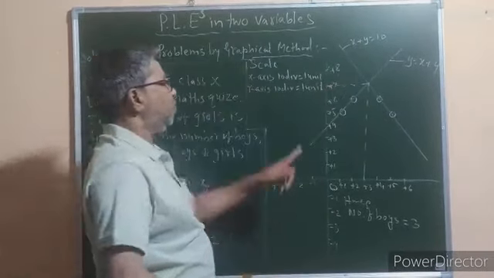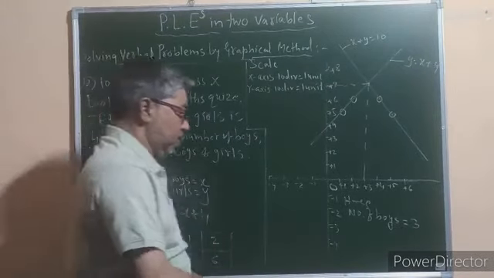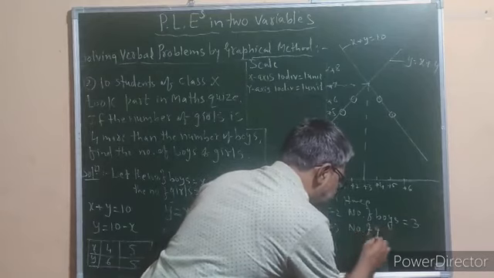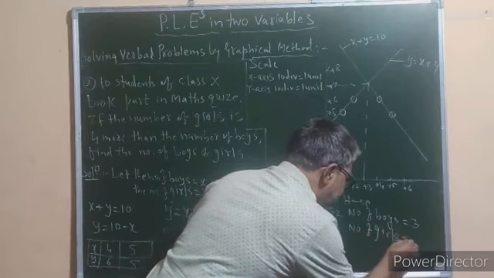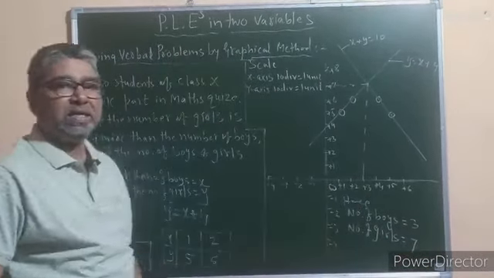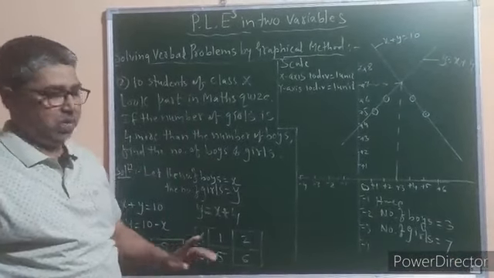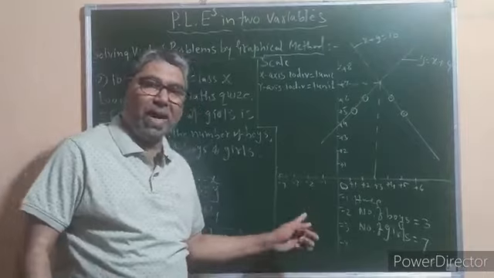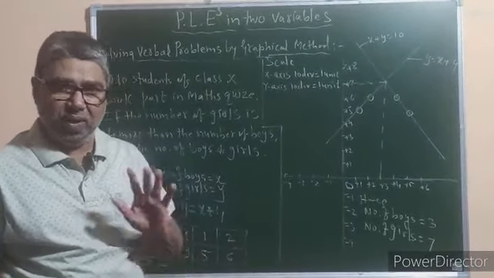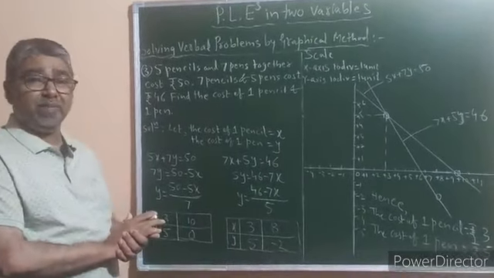The second perpendicular on the y-axis is falling on 7, and y is taken as the number of girls who took part in the maths quiz. So the number of girls who took part in the mathematics quiz is 7. So (3, 7) is the solution set for this example. The number of boys who took part in the maths quiz is 3 and the number of girls is 7. So dear students, let us solve one more example.